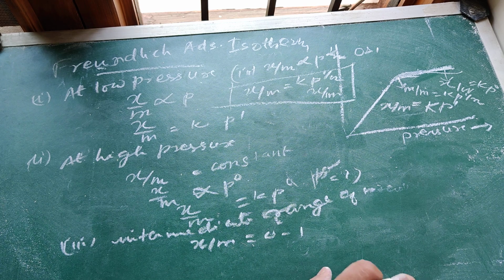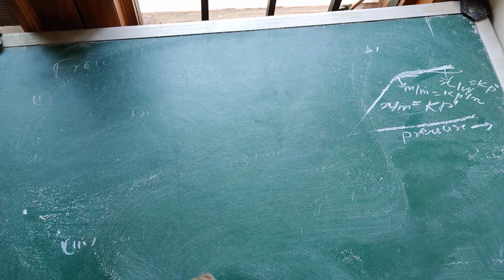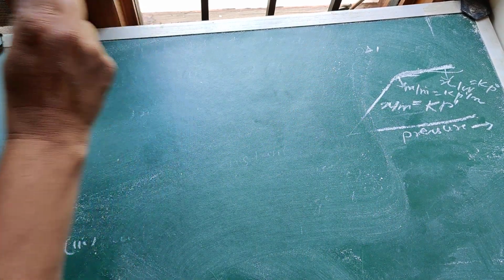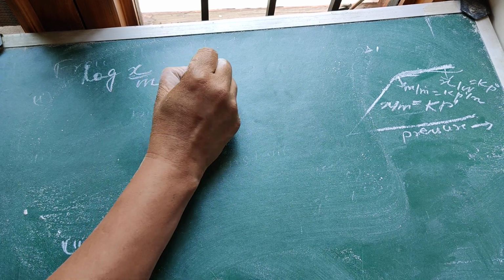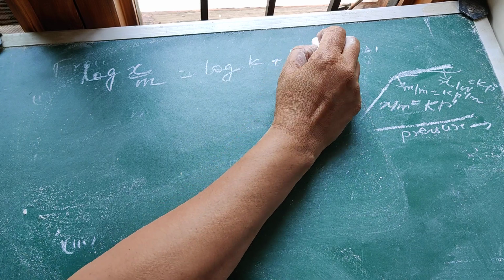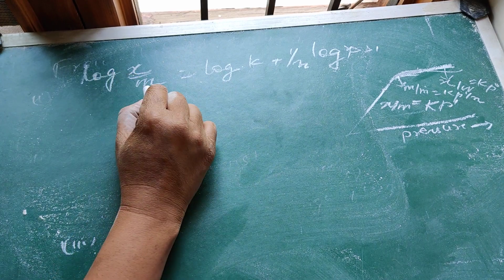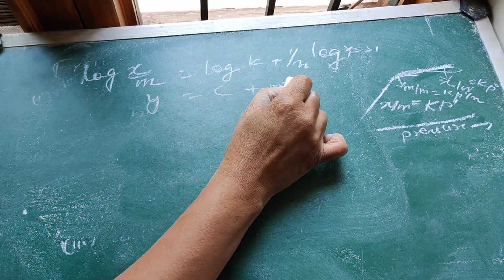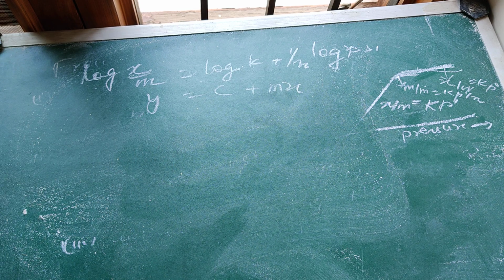Now, how to calculate the values of k and n? Calculation of k and n of the adsorption isotherm. Take log on both sides: log x by m is equal to log k plus 1 upon n log P. So y is equal to c plus mx. So the slope of the line is 1 upon n.